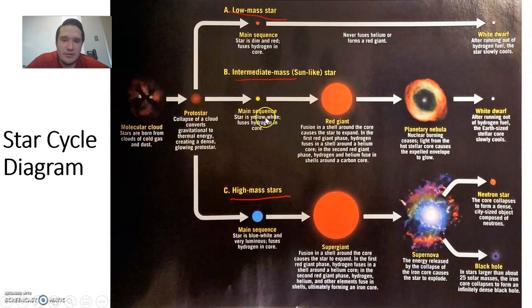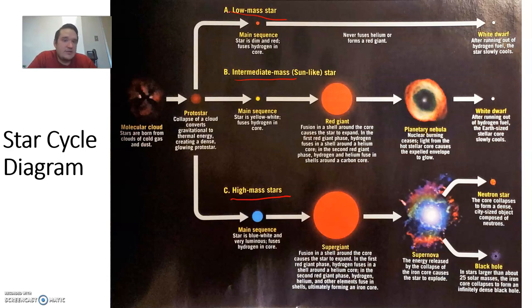Intermediate mass stars, this is what our sun will go through. It's starting with our main sequence. It's going to be yellow-white, and it's going to fuse hydrogen in its core. It will become a red giant. Fusion in a shell around the core causes the star to expand. In the first red giant phase, hydrogen fuses in a shell around a helium core. In the second red giant phase, hydrogen and helium fuse in shells around a carbon core.